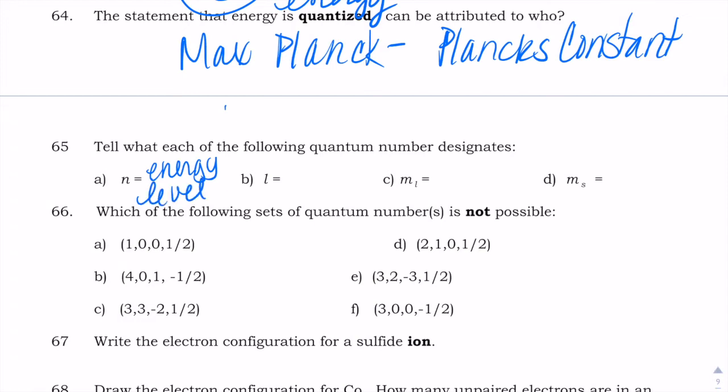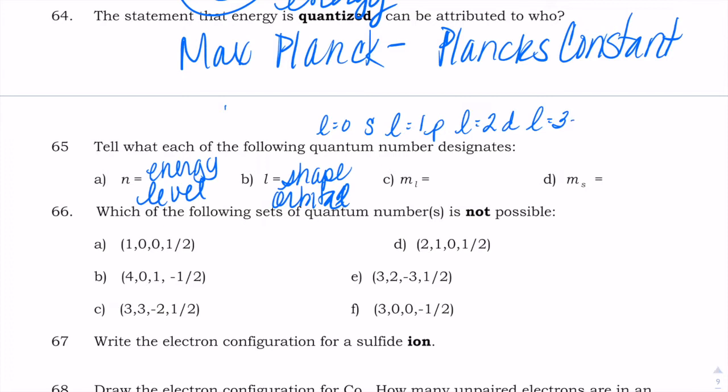The l number indicates the room type or the shape of the orbital. And when we're talking about l, if l is equal to 0, it's an s orbital. When l is equal to 1, it's p. If l is equal to 2, it's d. And when l is equal to 3, it's f.